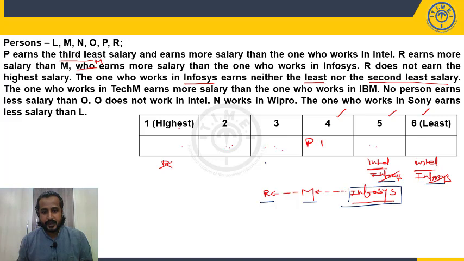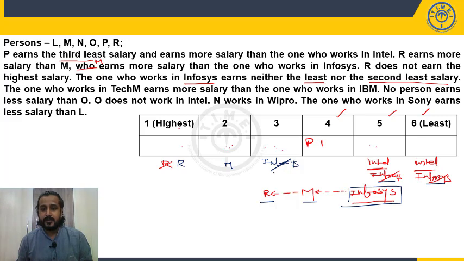Where can I take Infosys? Can I take it here? If I take the Infosys here, I should take the M here and the R here, because R earns more than M, M earns more than the one who works in Infosys, but R does not earn the highest salary. So this is not possible for Infosys. So even third highest itself is not possible, second and first is never possible.